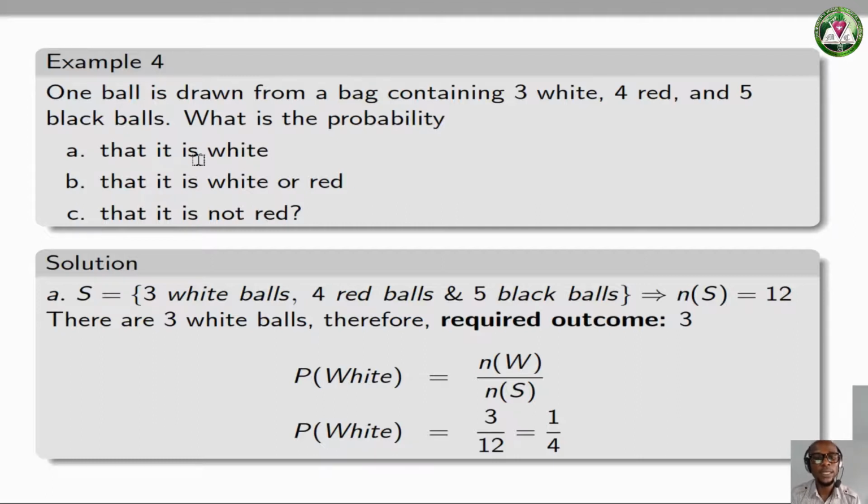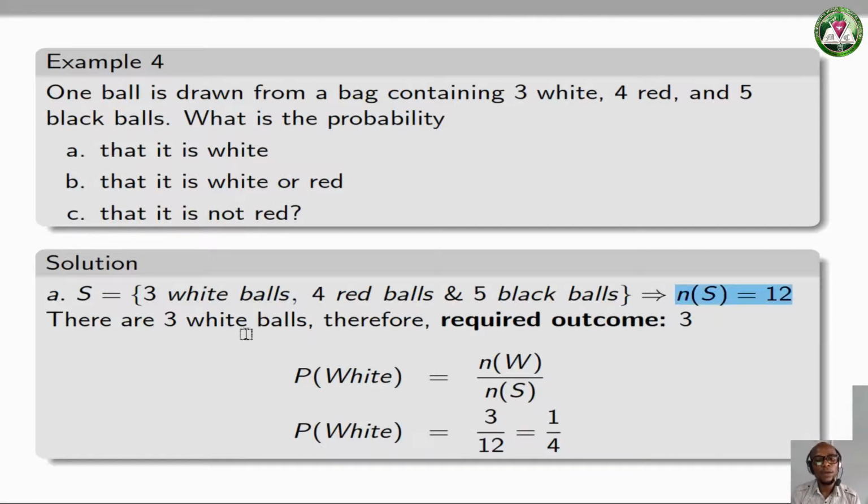Now, what is the probability that it is white, or red, that it is not red? Now, A. Firstly, we have to get our sample space. Our sample space consists of what? All the possible outcomes. From what we have here, we have 3 white balls, 4 red balls, and 5 black balls. So our sample space will be a combination of all these balls, which in total is 12, as the cardinality of the sample space is 12.